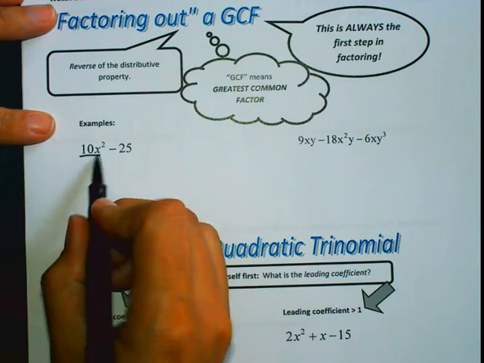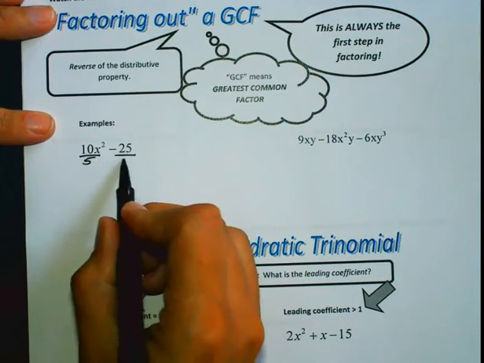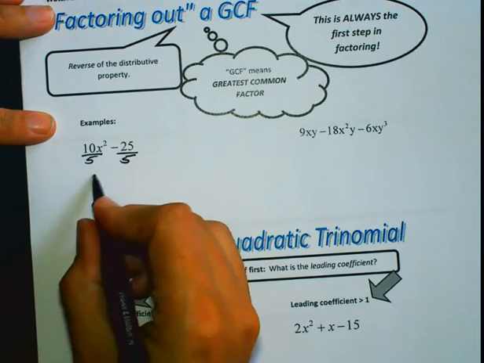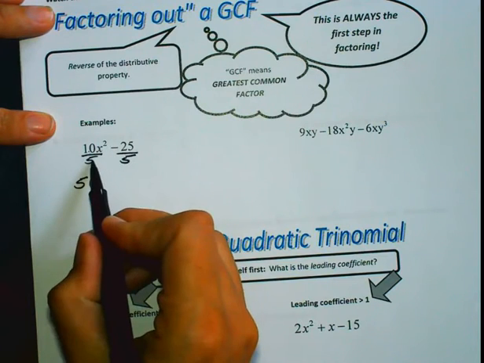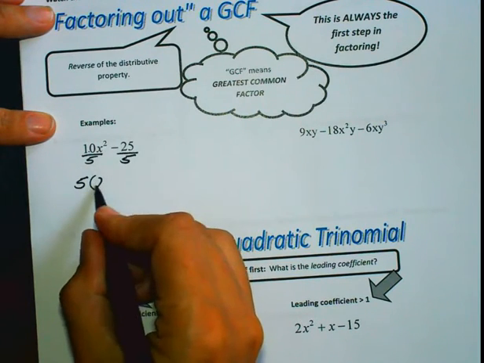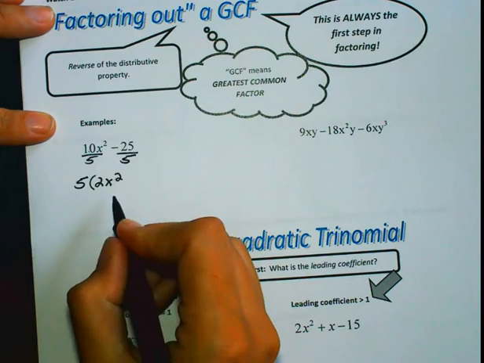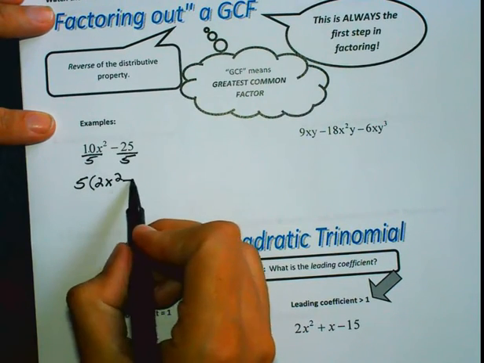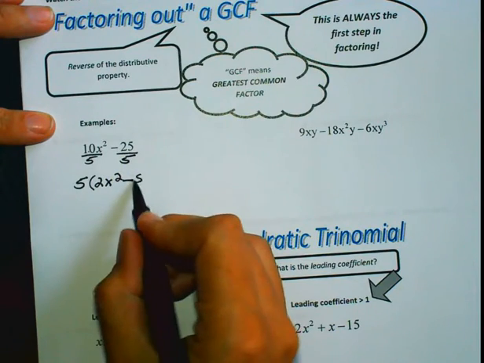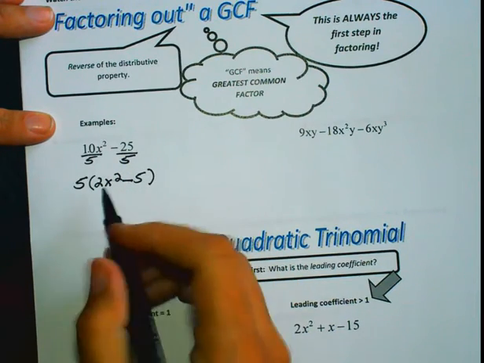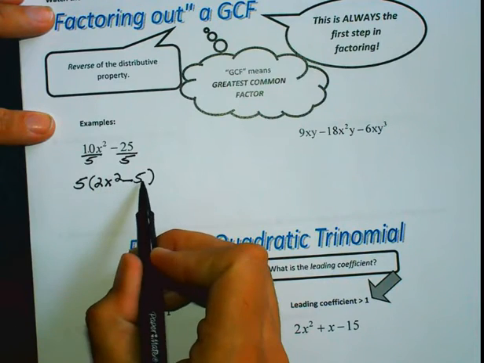So we're going to divide out 5. And then we're going to write on the outside of the parentheses 5. 10x squared divided by 5 is 2x squared. You're going to bring down your sign. And then 25 divided by 5 is 5. So we have 2x squared minus 5.